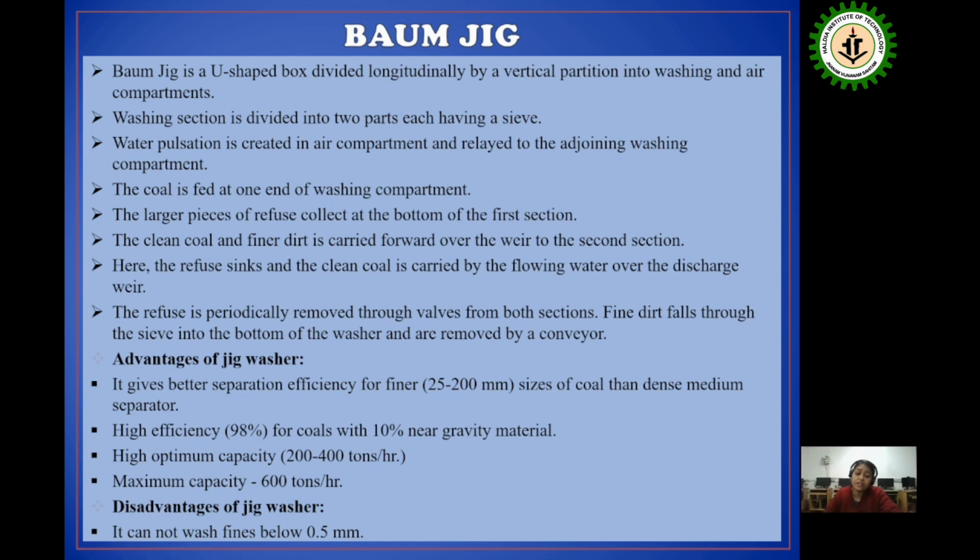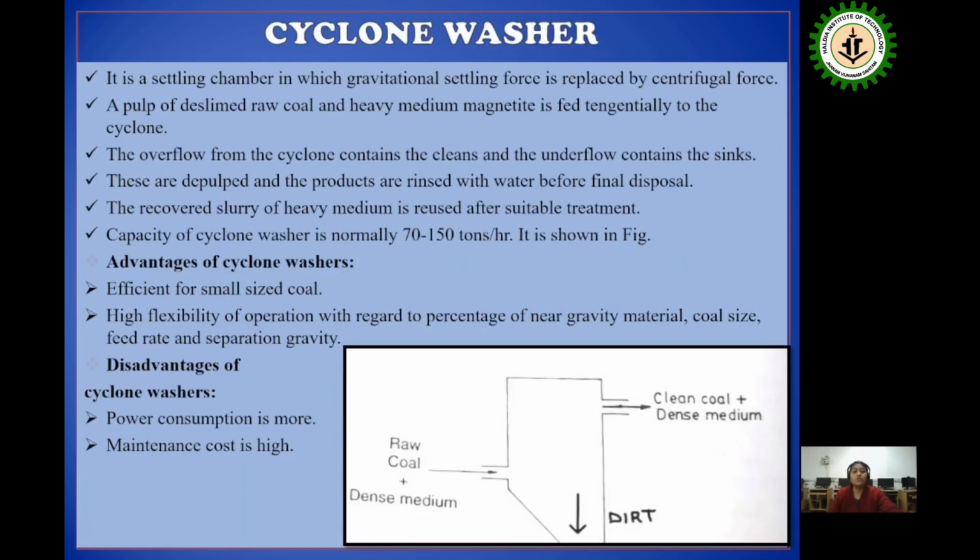Now, what is the disadvantage of this jig washer? It cannot wash fines below 0.5 mm. So it is difficult to wash particles of less than 0.5 mm. So this jig washer has some advantages as well as some disadvantages.